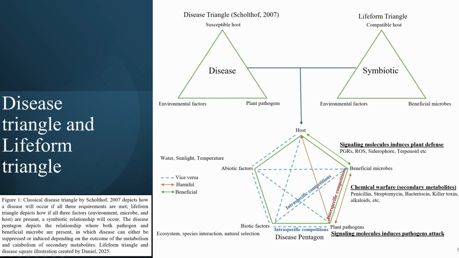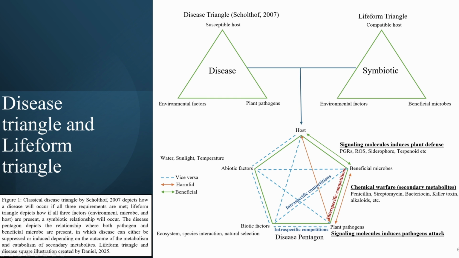When it comes to beneficial microbes and plant pathogens, in this case, they recognize each other and start killing each other. It's a big chemical warfare. It's also secondary metabolites: penicillin, streptomycin, bacteriocin, killer toxin, alkaloid, etc. Penicillin, where have we heard this name before? Antibiotics. Yes, antibiotics, commonly used. It is produced by Penicillium, one of the fungi that produce it, and streptomycin, I believe, is produced by Streptomyces, which produces an antibiotic that can kill antimicrobials.